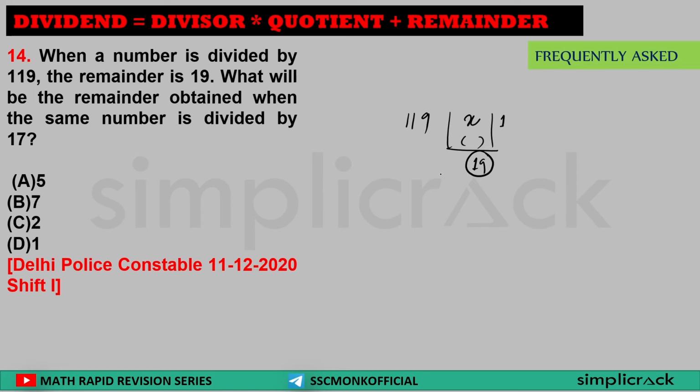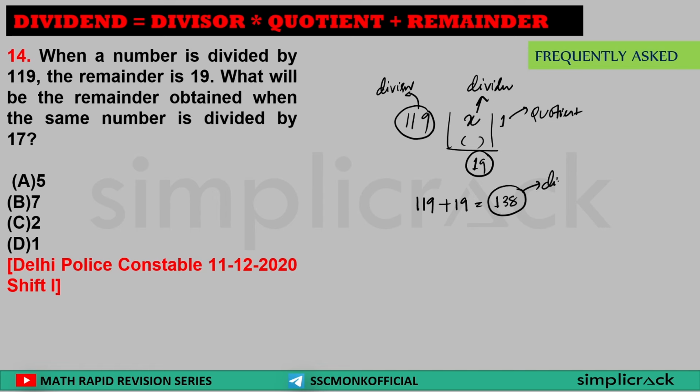Yes? Yes. So this is my dividend. This is my divisor. This is my quotient. Yes or no? Sir, I know dividend is divisor into quotient plus remainder. 119 into 1 is equal to 119 plus remainder 19. So the answer is 138. 138 is my dividend. Right or wrong? Right, sir.